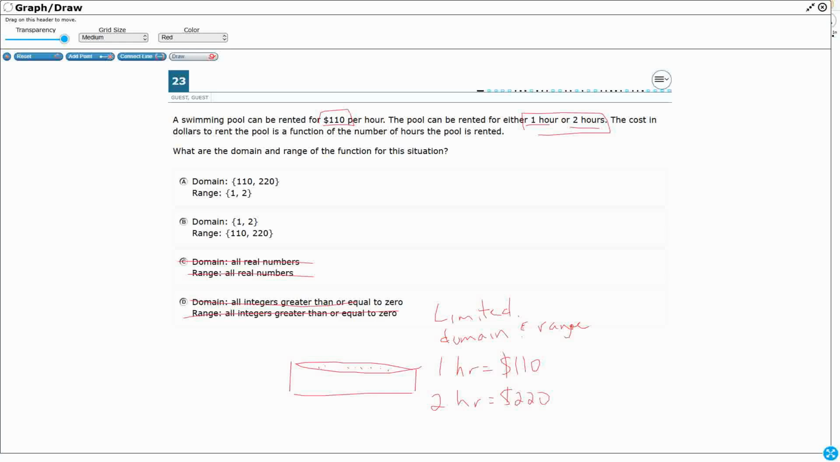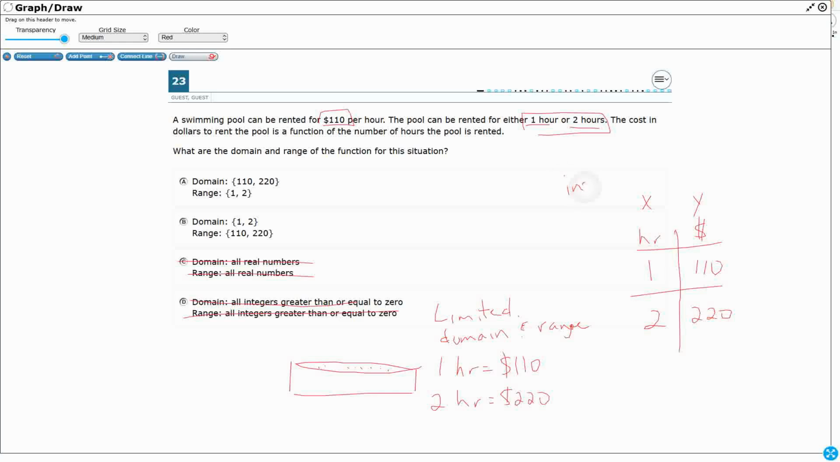Now, take a look at my A and my B. They both use the 1 and the 2 and the 110 and the 220. Which one's the domain? Which one is the range? This is where we can solve it a few different ways. Well, think about if we created a table, right? We can just kind of take our information. We could say hour, and we can say cost. We could say 1, 110, 2, 220. Now, typically, we would put the x on the left and the y on the right. Does that mean that the hour is the domain and the dollar sign is the range? Not necessarily. We need to think about, remember, our x, if that's what it is, and our y.